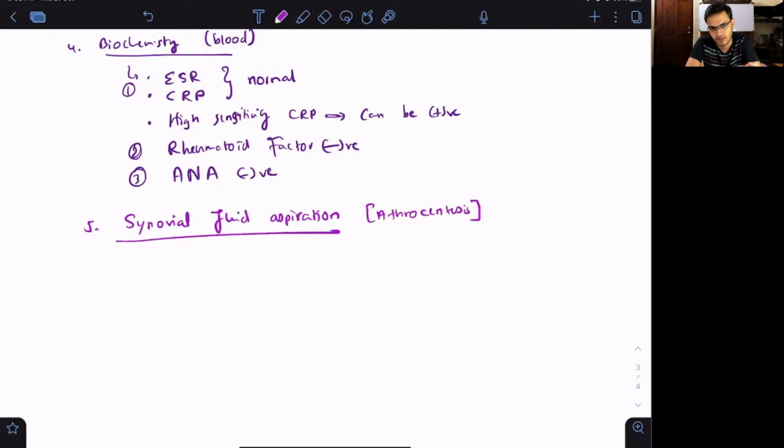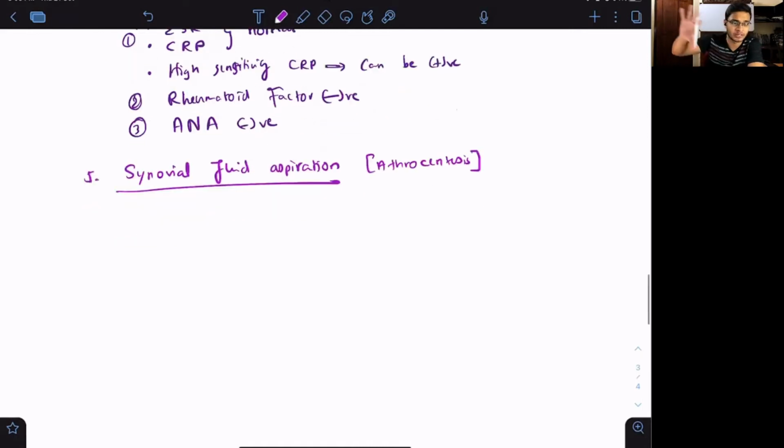joint effusions, maybe like a swelling, some pain and stiffness, these kind of manifestations. If there are, we will suggest a synovial fluid aspiration. Now, what is the important thing I want you all to understand here, guys? If there is joint effusion, what does that mean? That means there is some sort of inflammation. But this inflammation is what? Always mild. Never severe.